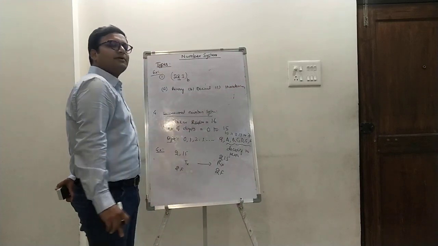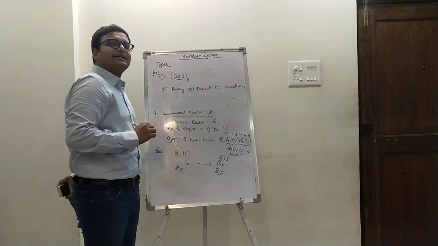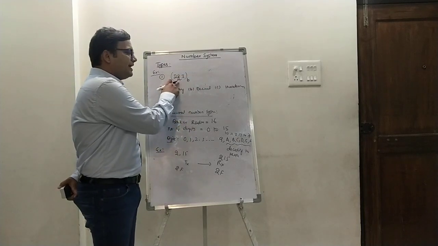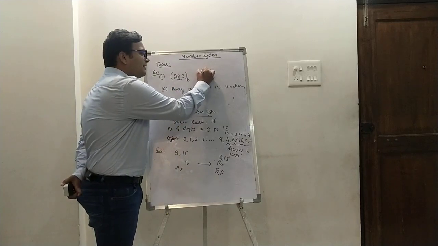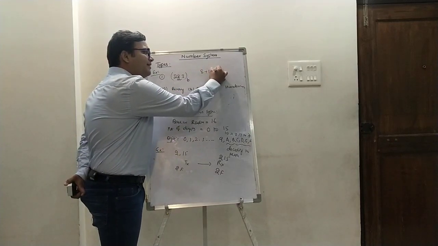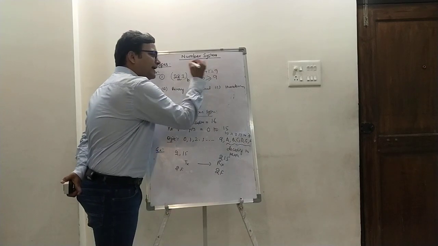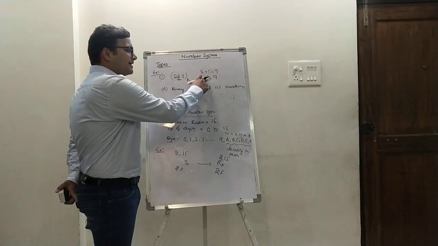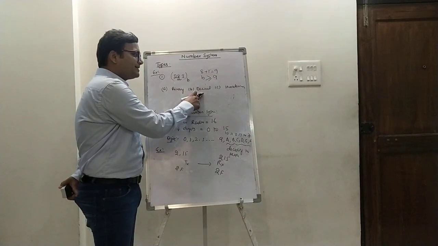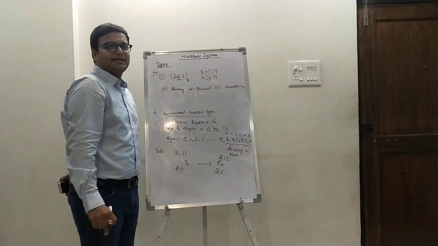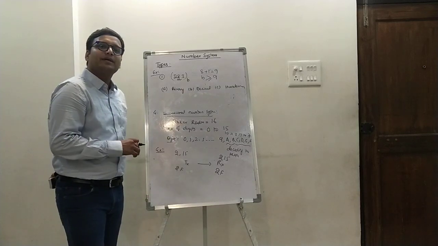So what can you choose? You have to check the maximum digit it has, which is 8. So 8 means what will be the minimum base? 8 plus 1 is 9 would be the base. So the base would be greater than or equal to 9. It is actually maybe decimal or maybe hexadecimal. So this is the way you can identify the number system.